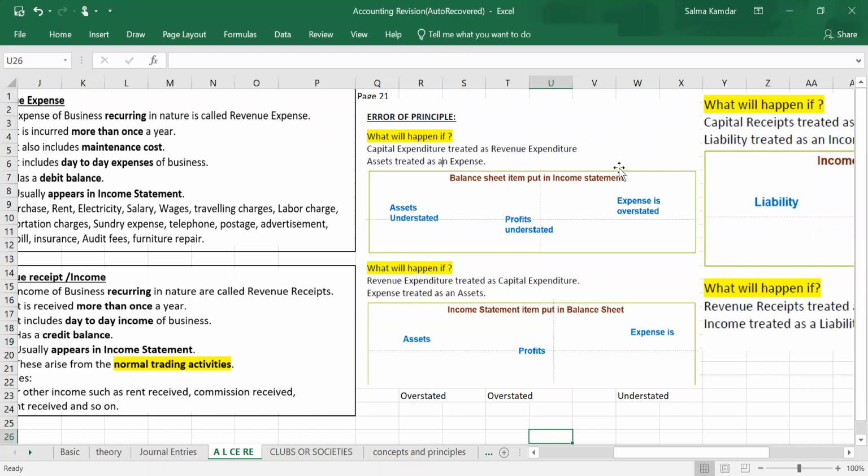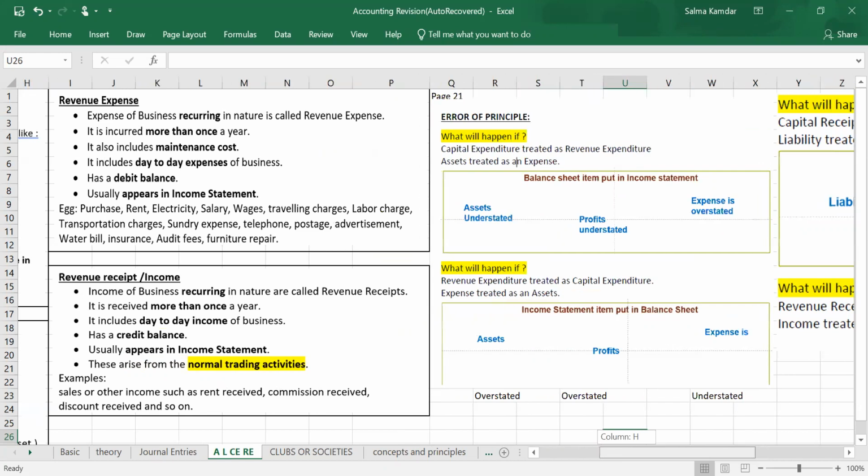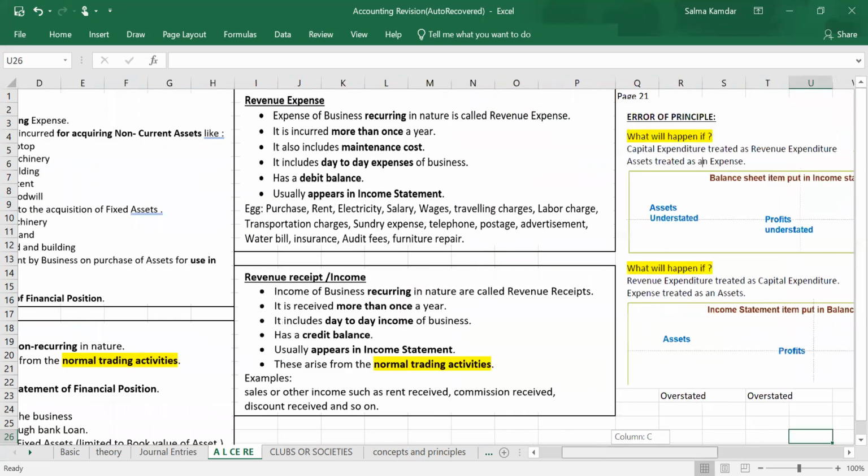Since you're putting the capital expense in the revenue expense, that means the expense column will be more, so expense would be overstated. And profits? Profit would be overstated. No, because expense is overstated, you are having more expense, your profits will automatically be understated. Are you with me?